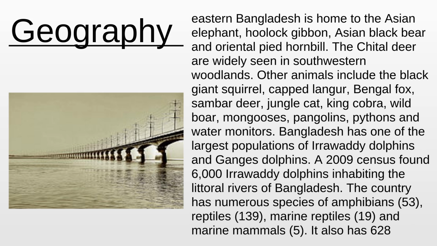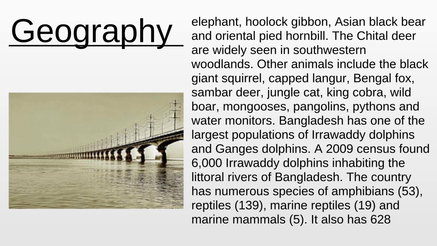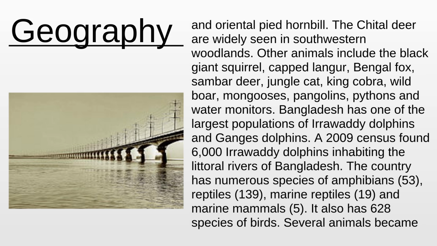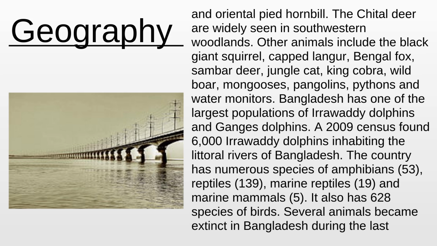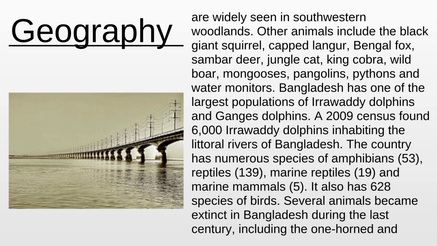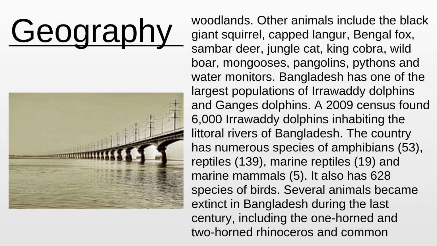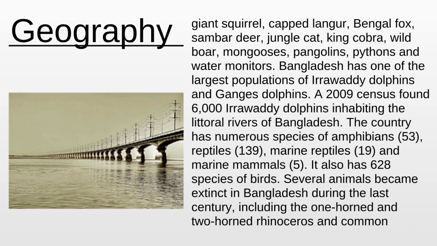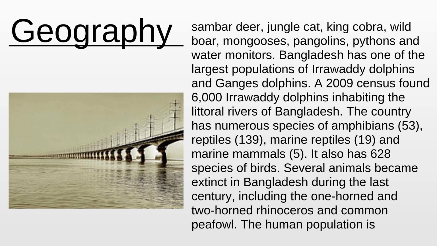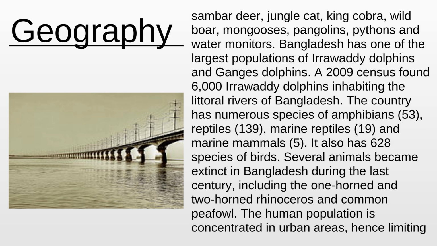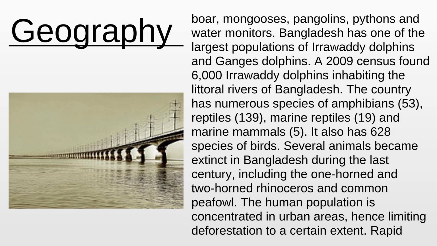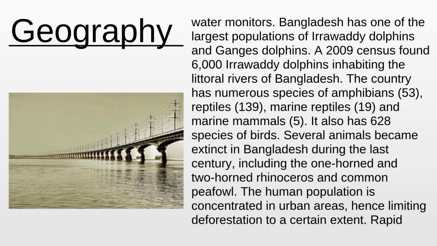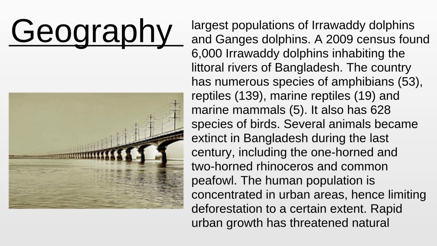Other animals include the black giant squirrel, capped langur, Bengal fox, sambar deer, jungle cat, king cobra, wild boar, mongooses, pangolins, pythons and water monitors. Bangladesh has one of the largest populations of Irrawaddy dolphins and Ganges dolphins. A 2009 census found 6,000 Irrawaddy dolphins inhabiting the littoral rivers of Bangladesh.